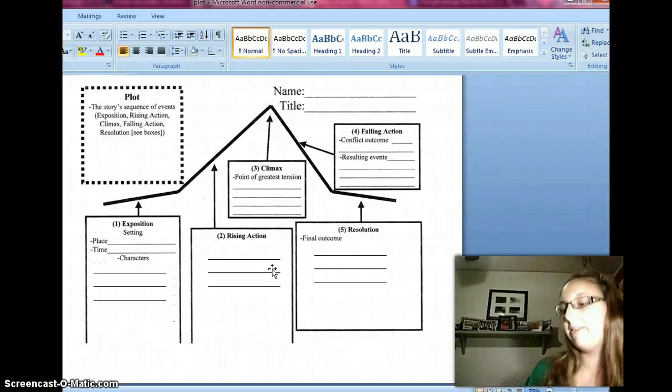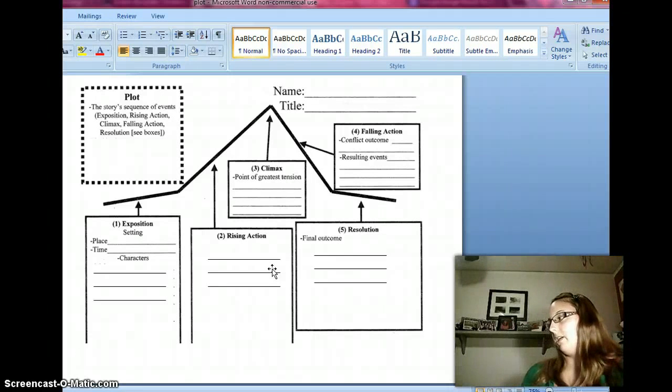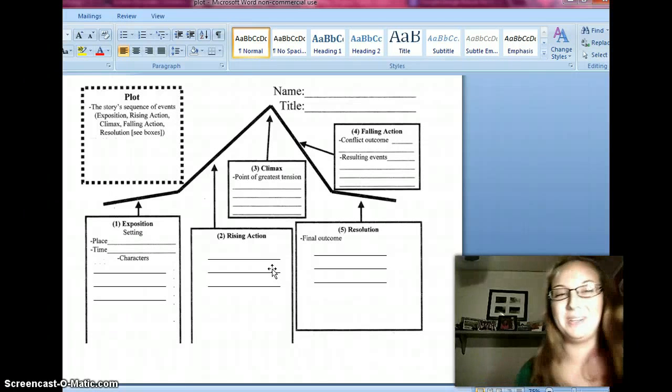Can you give me an example of a fantasy story? Well, there'd be like fairies and talking dogs and flying pigs and unicorns. That's a great example. Okay.